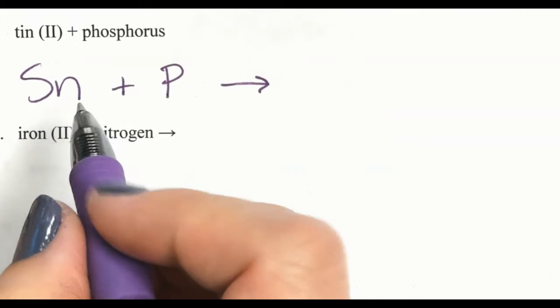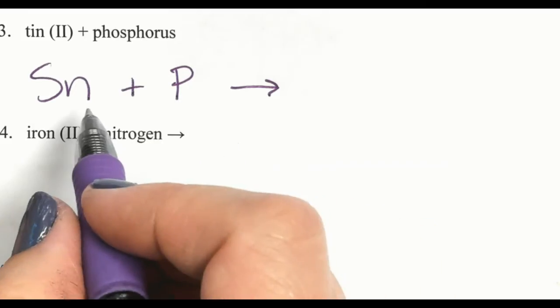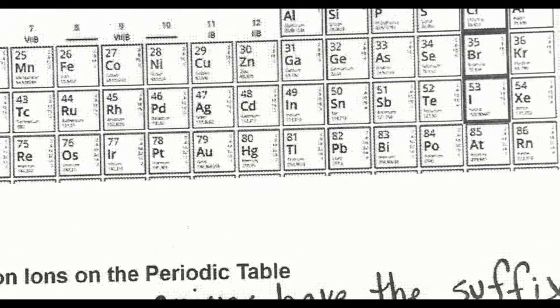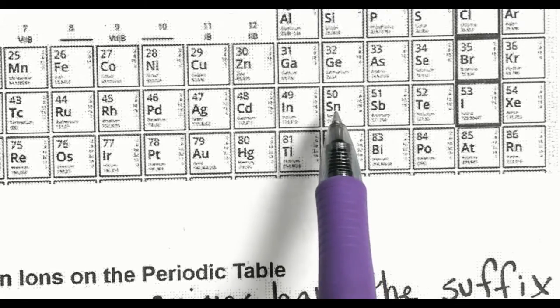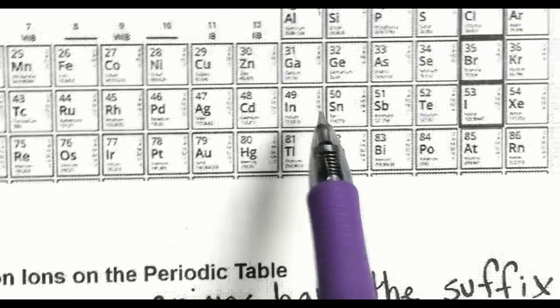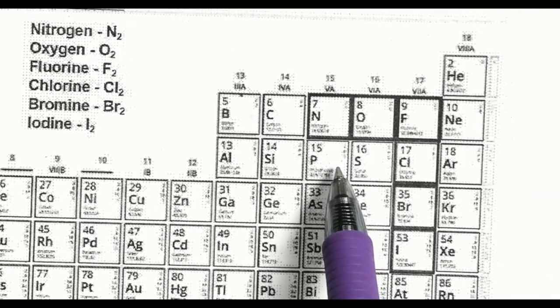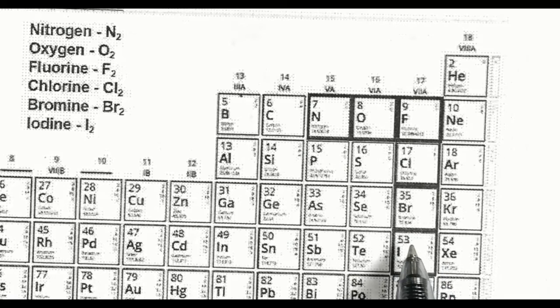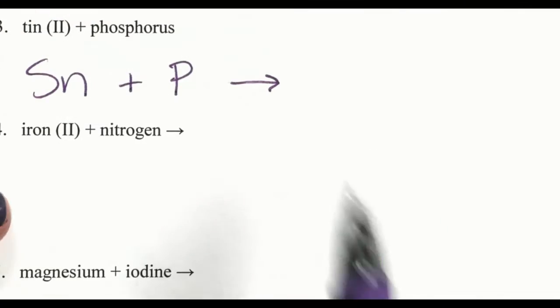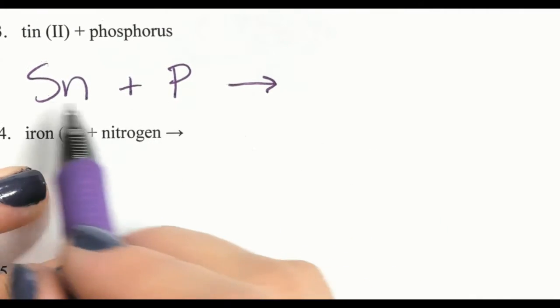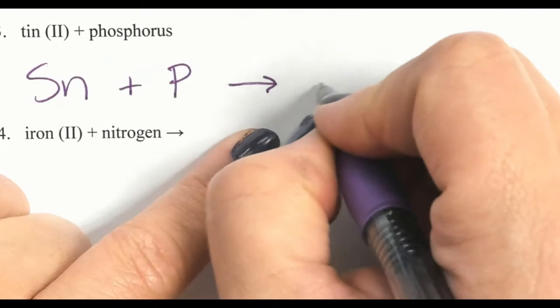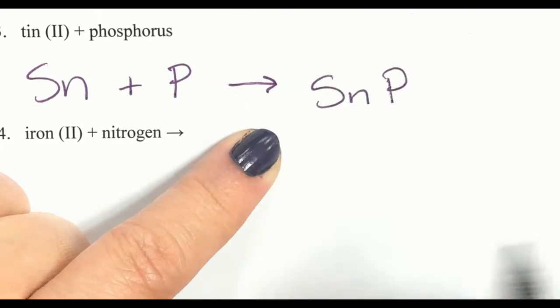And so I need to determine, are either of these elements a diatomic? So I'm going to go look on my periodic table, and I'm going to see that here is tin. It is not one of my diatomics. And then here is phosphorus, and it is also not one of my diatomics. So they do not need a subscript of 2. I'm going to put them together to make my product. So it's going to be Sn and P.